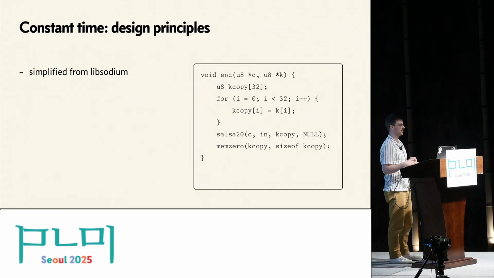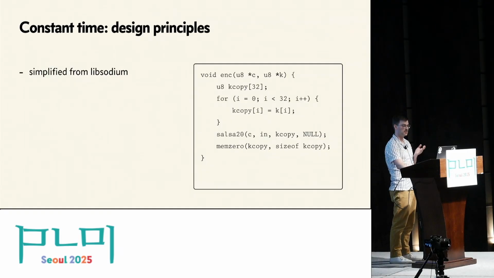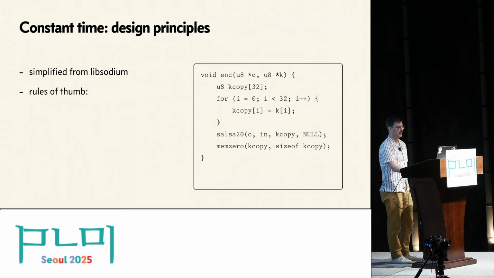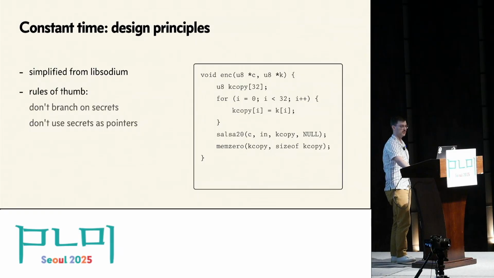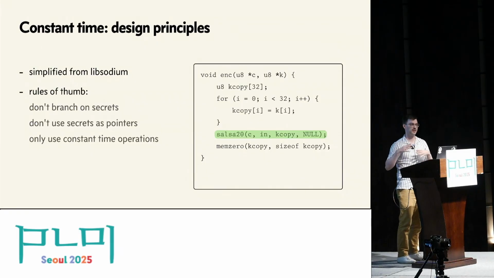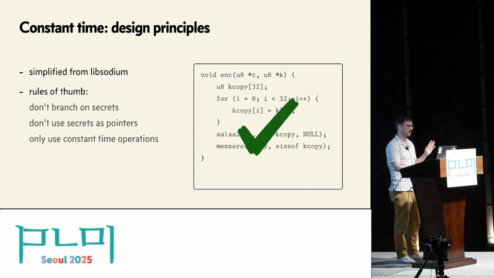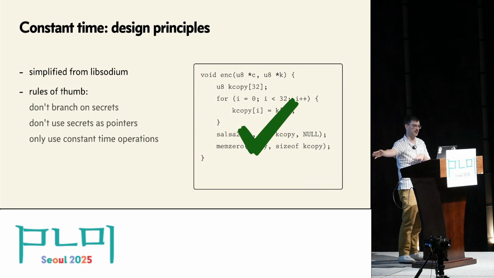A really nice thing about constant time is that it gives us a bunch of design principles. This is a very simplified version of some actual code from the libsodium library. Constant time has rules of thumb that we can follow: don't branch on secrets, don't use secrets as pointers, and only use constant time operations. Together, this ensures that your code is constant time. So this code is constant time. It won't leak secrets through side channels.